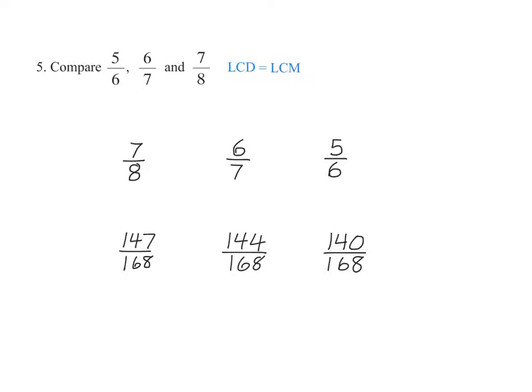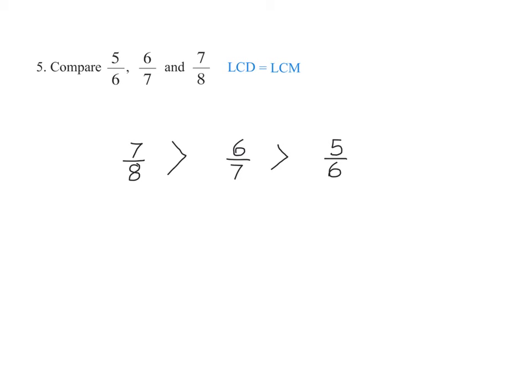And to compare these three fractions, we need only compare the numerators, and that is, the largest numerator will tell us what the largest fraction is. In this case, 144/168 is larger than 140/168, and 147/168 is larger than 144/168, which means 6/7 is larger than 5/6, and 7/8 is larger than 6/7.